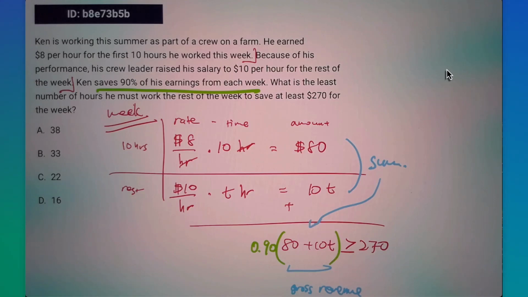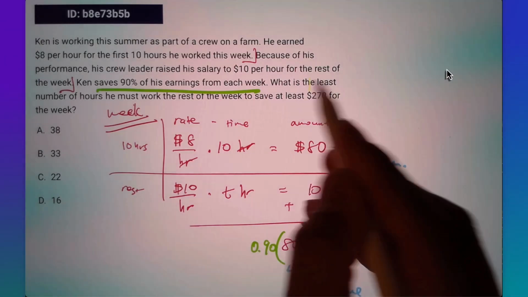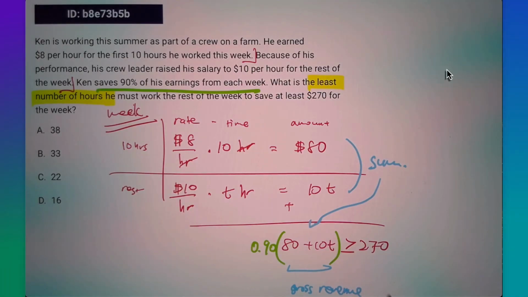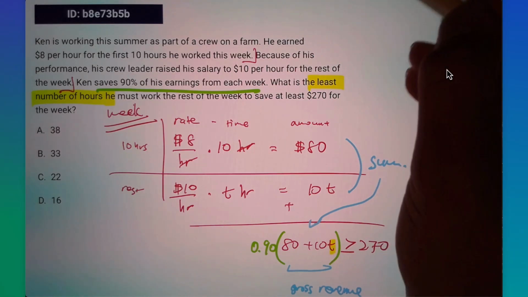Okay, so we just got one inequality, and let's solve for t here. Because the least number of hours he must work for the rest of the week is to find the variable t.